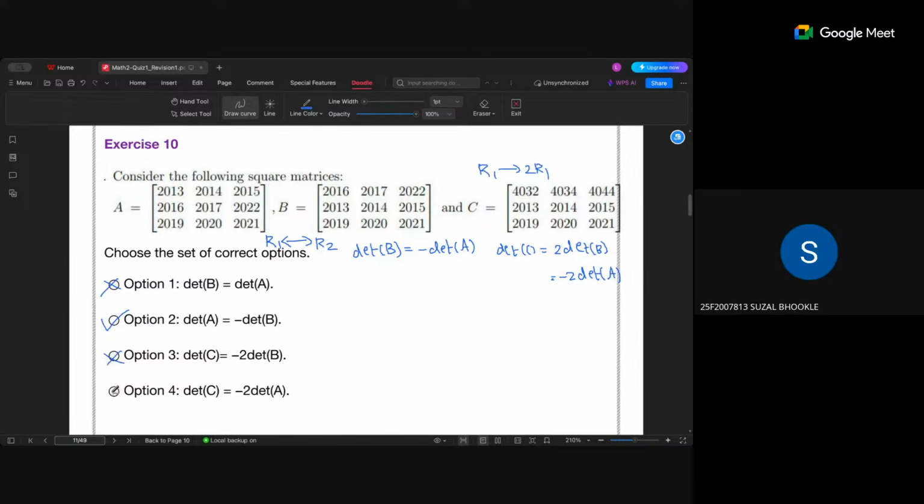Here you see which option matches determinant C. The fourth option. Ma'am, what was the last thing? Minus 2, because determinant of B is minus determinant of A. How is determinant B minus determinant of A? Because B is obtained by doing row interchange from A, and row interchanging will change the sign of the determinant.